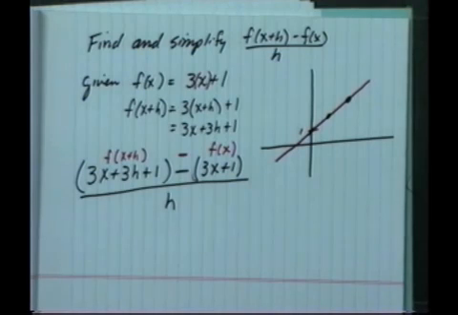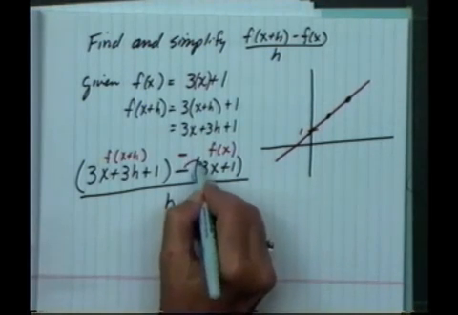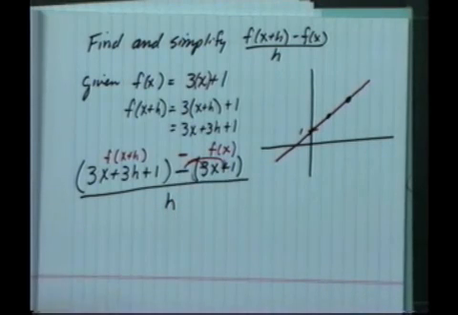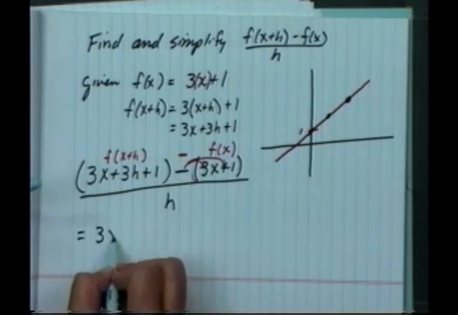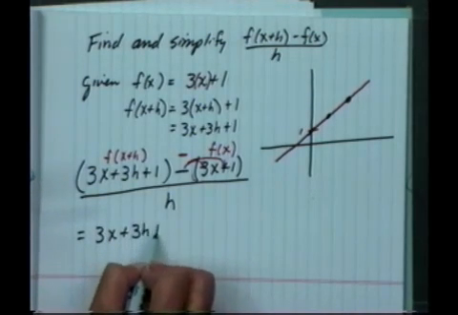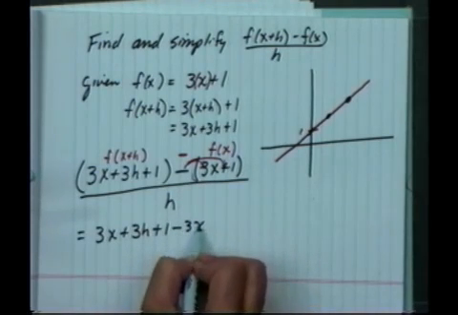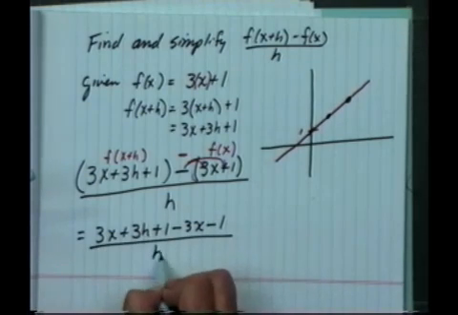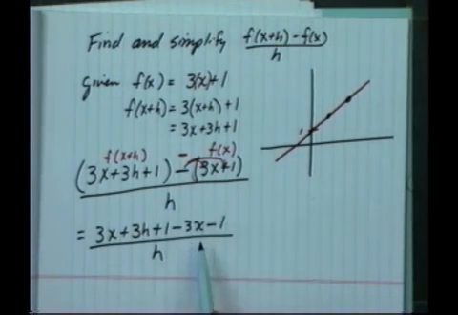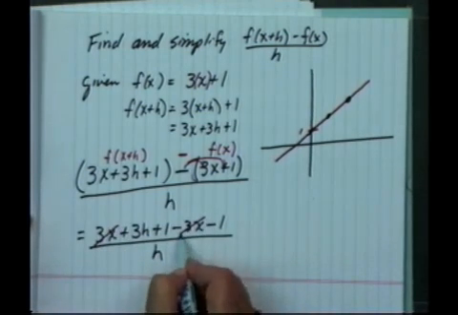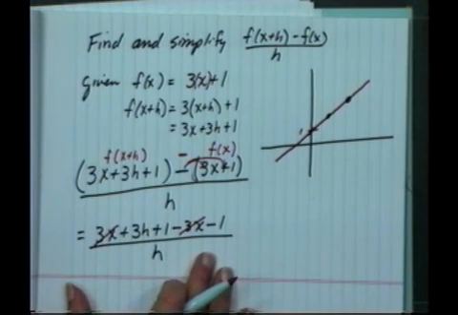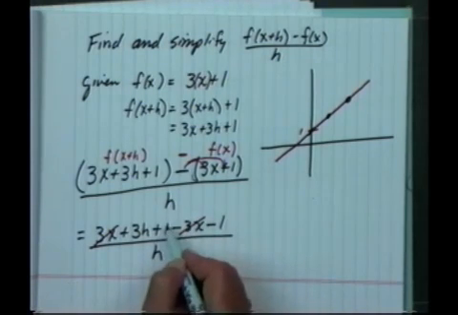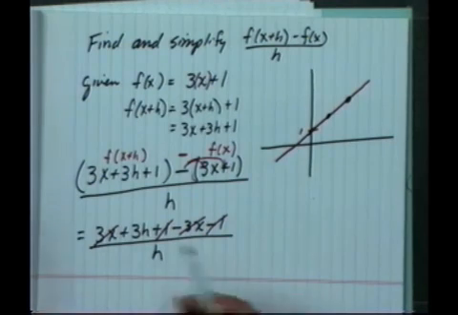All right, so let's just clean up. Don't forget to distribute your negative. All right, so I'm going to write out every little detail. 3x plus 3h plus 1 minus 3x minus 1 over h. Okay, just distributed my negative. And now we're going to clean up. 3x minus 3x is equal to 0. Those terms are called what? Additive inverses. Additive inverses, they cancel each other out. Just working on your vocabulary. Positive 1 minus 1, 0.